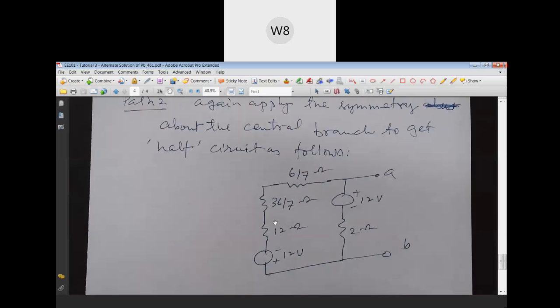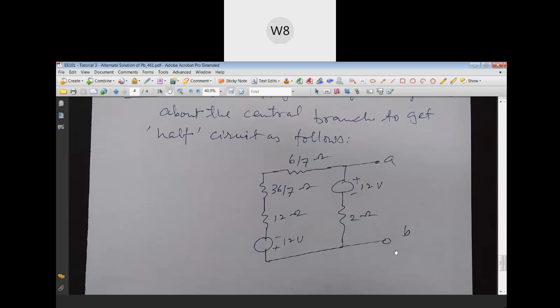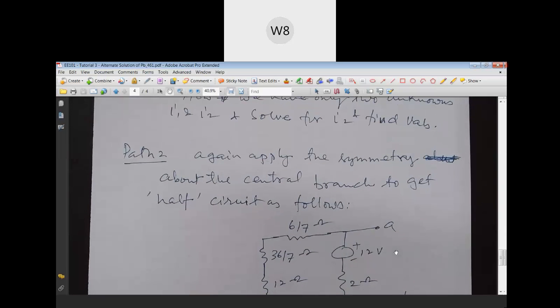So 6 ohm becomes 12 ohm, 18 by 7 ohm becomes 36 by 7 ohm, and then we have our original minus 12 volt here. So we again have a circuit consisting of only one mesh. So once again we apply mesh analysis here to find out the current and the voltage across 2 ohm and finally the net voltage between A and B. So this is the second part after applying delta to Y conversion for the central mesh.